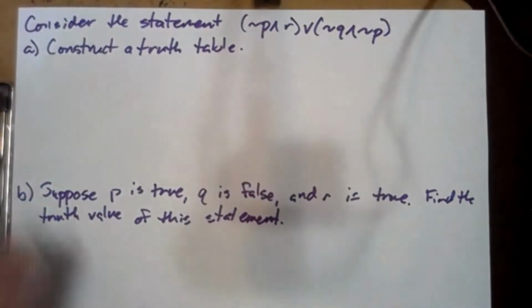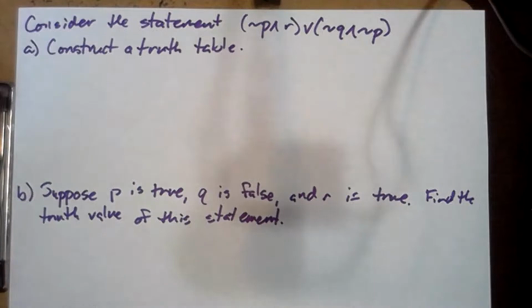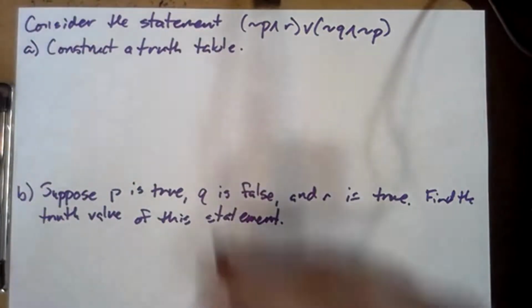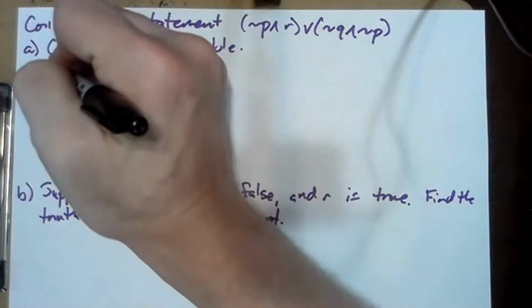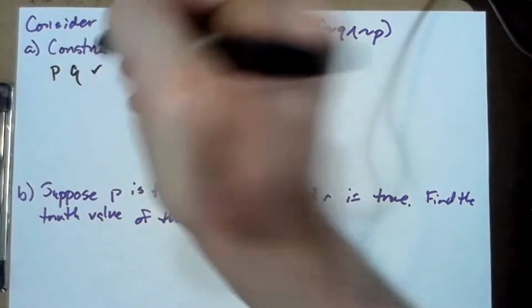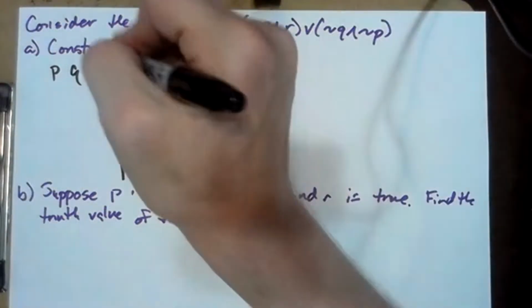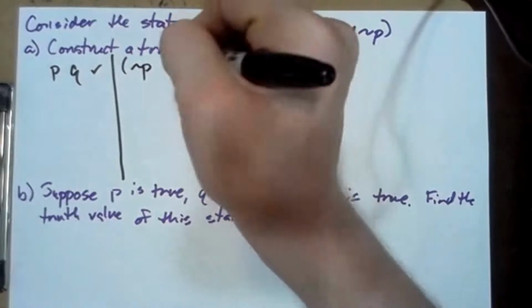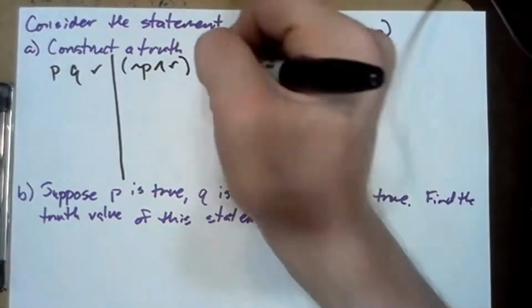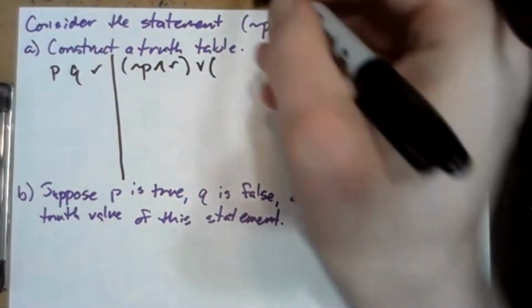Final one for this set of problems. We want to consider the statement not P and R or not Q and not P. So here we have to set up something with three variables, P, Q, R. And then we'll write in our not P and R or not Q and not P.